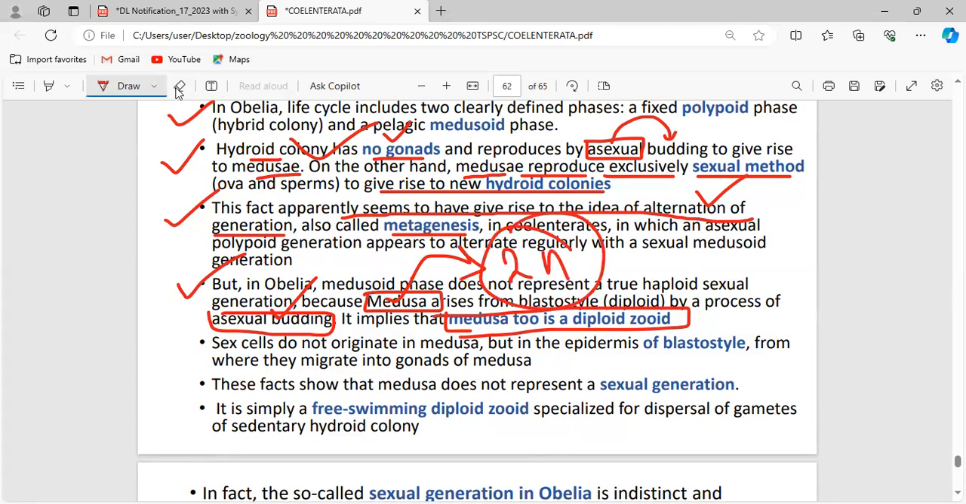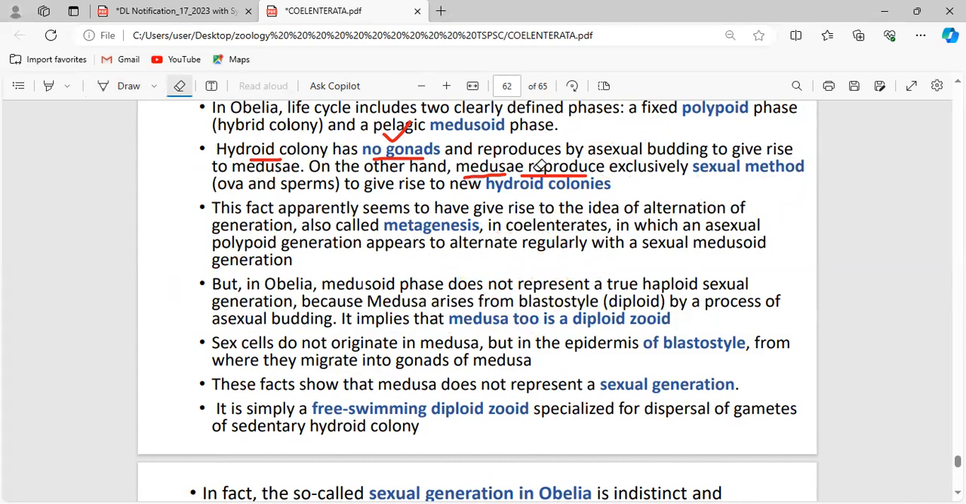That is why in Coelenterata, particularly Obelia, it is not a true alternation of generation. But anyhow, both asexual reproduction and sexual reproduction are seen in one particular individual, so it can be said to show alternation of generation or metagenesis. But the medusa too is a diploid zooid. This is why it is not a true alternation of generation.